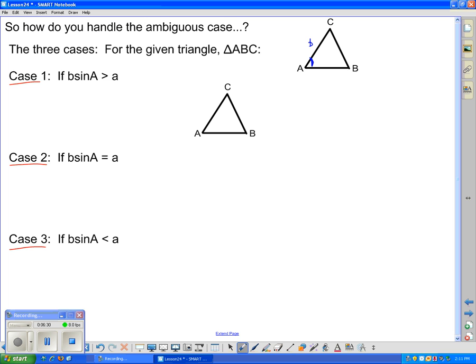So this is side B, side C, side A. So B sine A is going to find the altitude of the triangle. So I'm going to do that in a different color. So this green bar right here, the altitude of that triangle, is B sine A. All right. Why do we know that? I'll quickly go through and show you the trig.